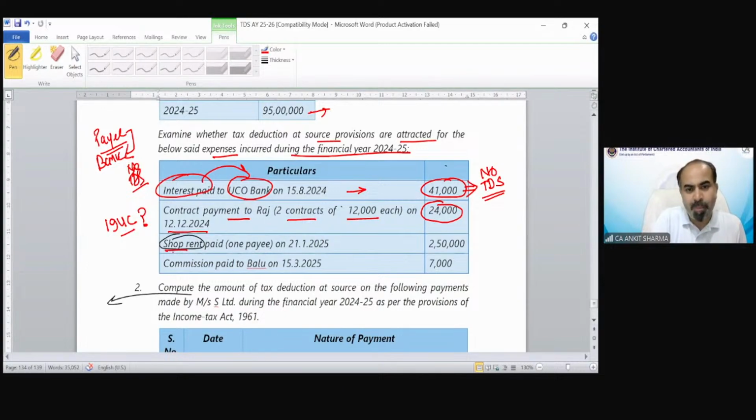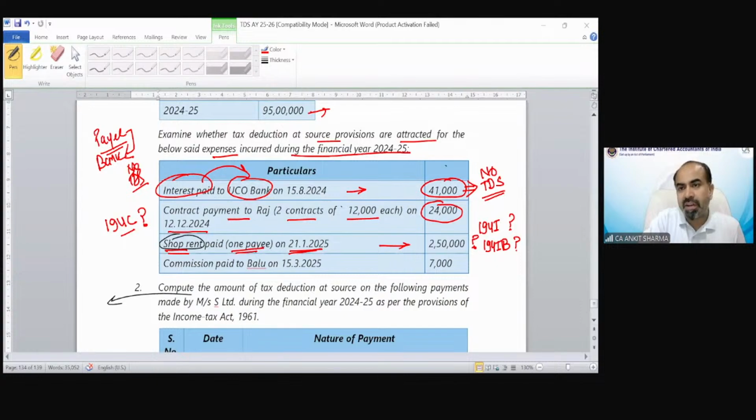Do not worry. Shop rent paid on 21st January 2025, 2,50,000. TDS needs to be deducted or not? And if yes, which section is going to be applicable? 194I or 194IB? Okay, who will answer? Miss P is saying yes, sir, it exceeds 2,40,000 under section 194I. Why under section 194I, Miss P? Why is it not section 194IB?